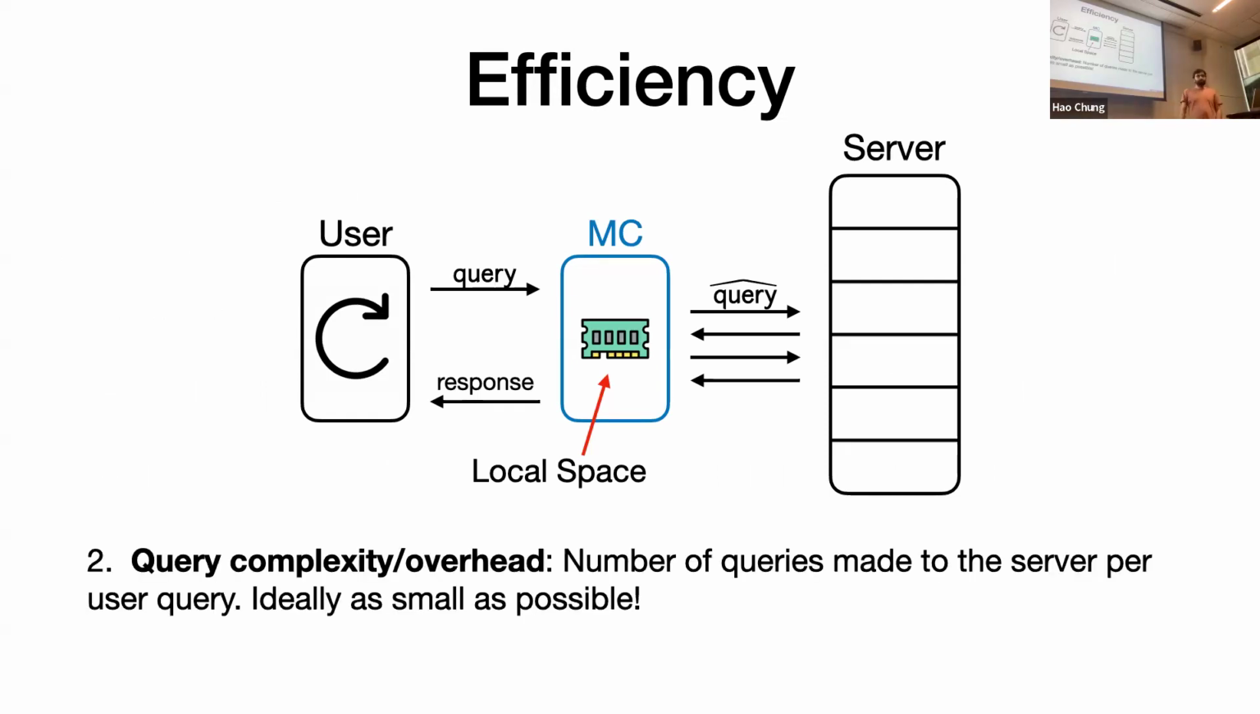And the second notion of efficiency that we really want to optimize is the query complexity, or the overhead. This is going to be the number of physical queries from the memory checker to the server. So it's the number of the arrows here from the memory checker to the right.